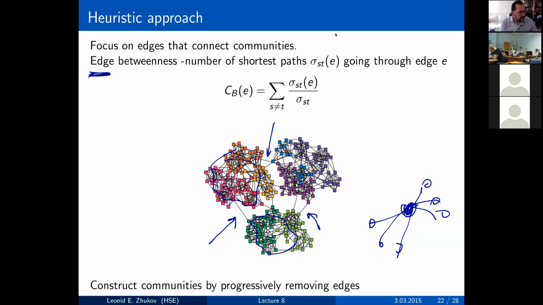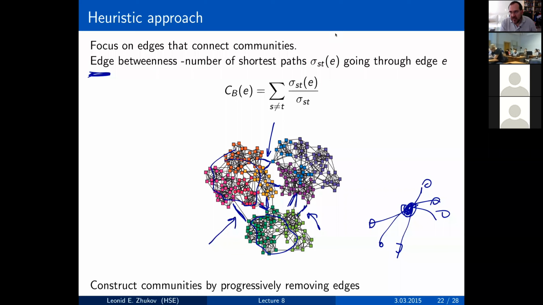And Mark Newman and Newman-Girvan, they actually did this. They extended this traditional definition from sociology, the definition of node betweenness, so the betweenness centrality, onto edges. And the extension is obvious. What you need to do is you just need to calculate the total number of shortest paths that go through every edge, right?